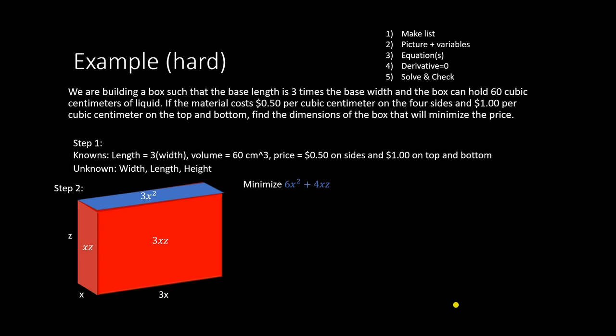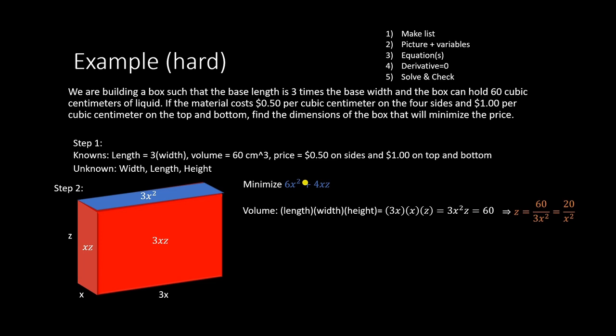So what information have we not used yet? All the stuff about the volume. The volume for this box is the length times the width times the height, and we know that is equal to 60 cubic centimeters. The length is 3x, the width is x, and the height is z, so multiplying those gives us 3x squared z equals 60. We're setting it equal to 60 because we know that the volume is 60. We're given that here. Let's now solve this for z to substitute it into the top equation.